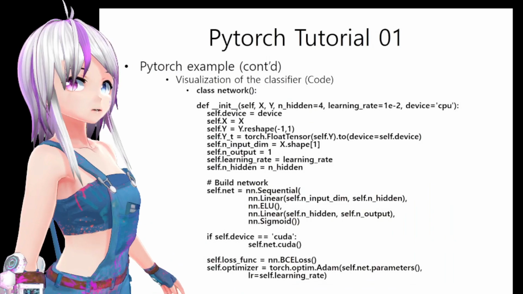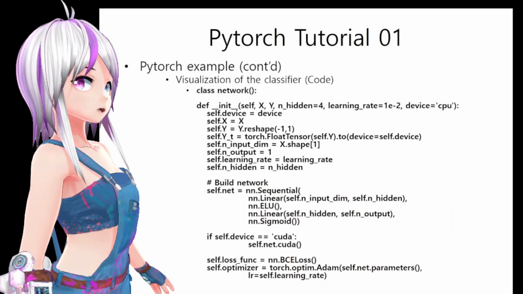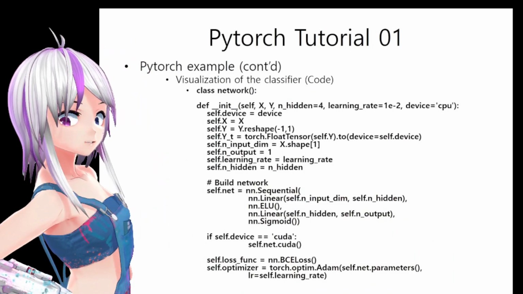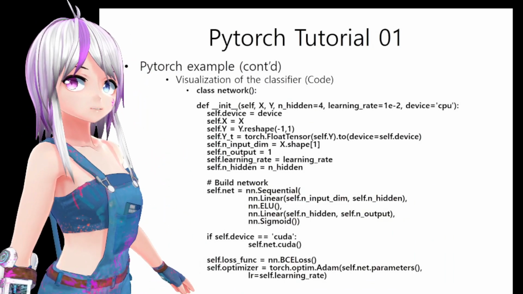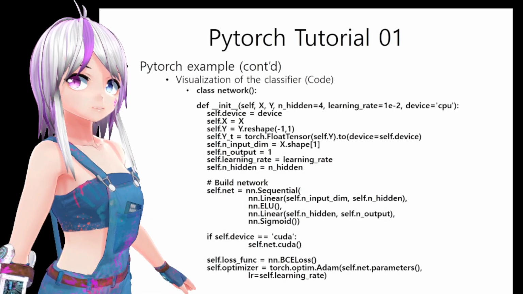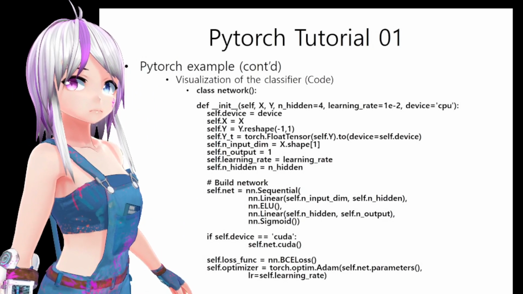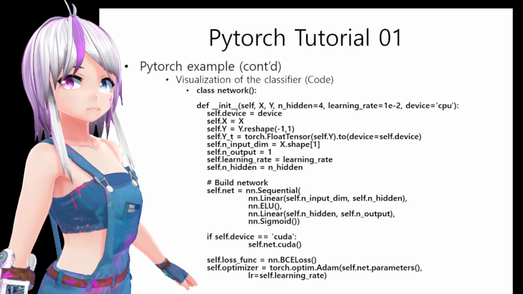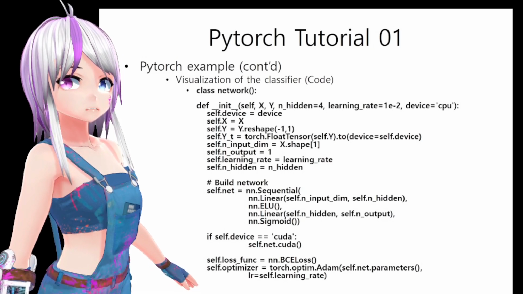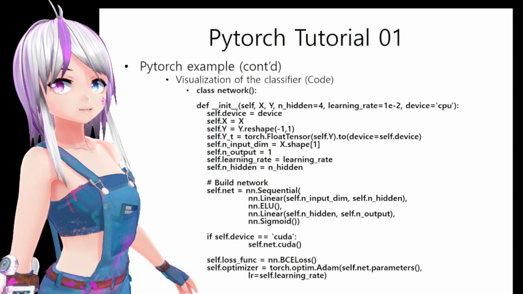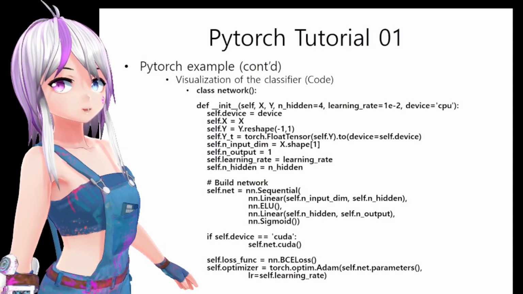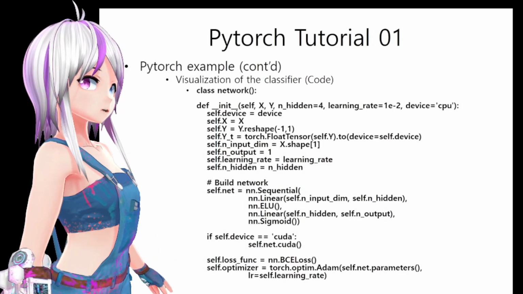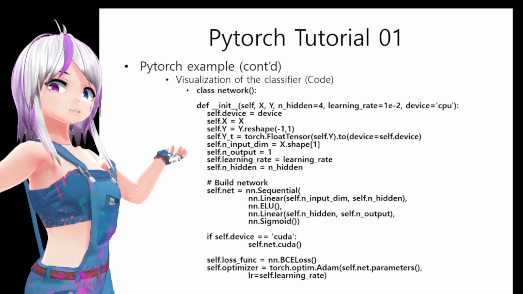Okay, finally we have this code in Python, with the PyTorch library included. We define our class Network, in which we have a bunch of definitions. Initialization and building the network, and if you have CUDA, then initialize CUDA. And here we have the network structure, the same as before.